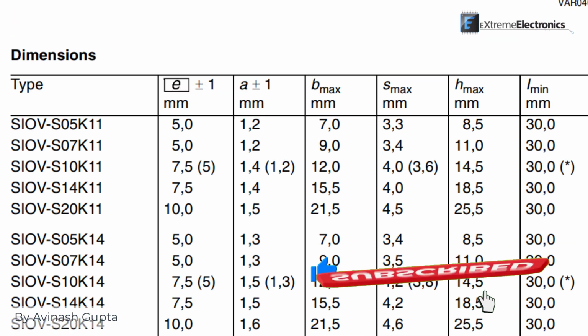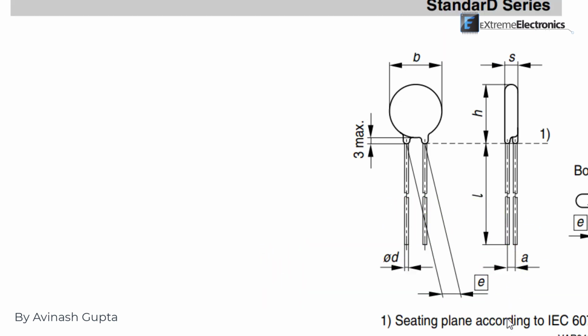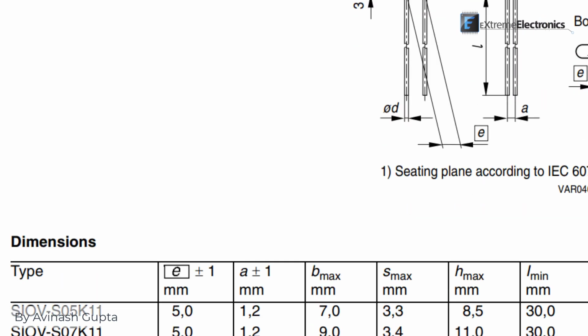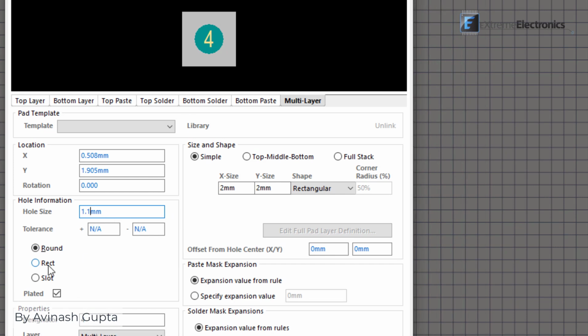The lead is 1 mm, so we can increase the size a bit so that it fits easily. We can choose, say, 1.1 mm. How about this 1.1 mm? And what should be the shape of the hole? Generally the holes are round. In the advanced lecture we will see about rectangle and slot holes.